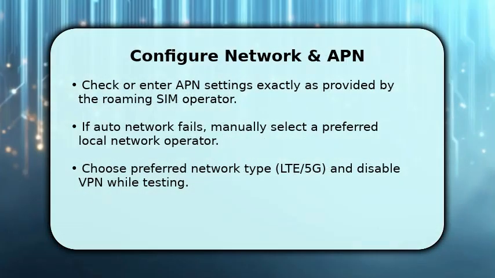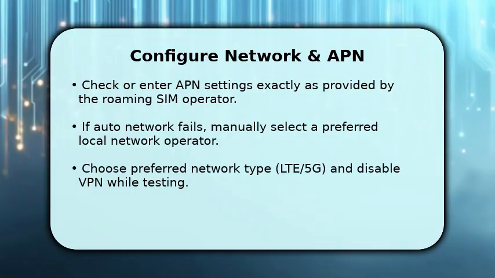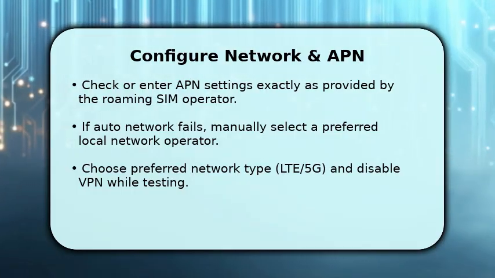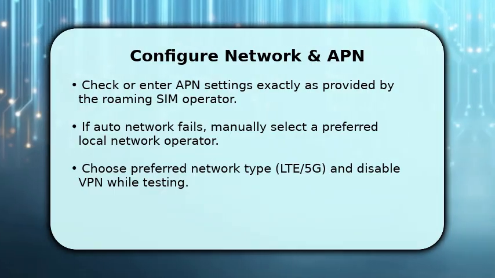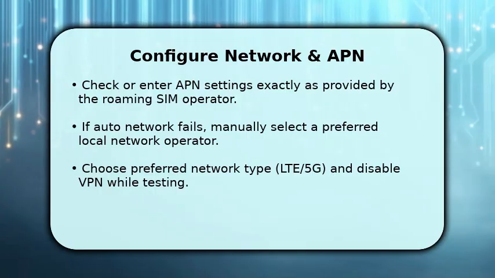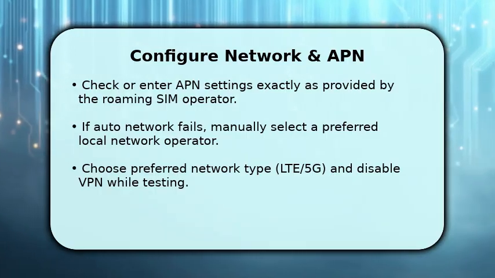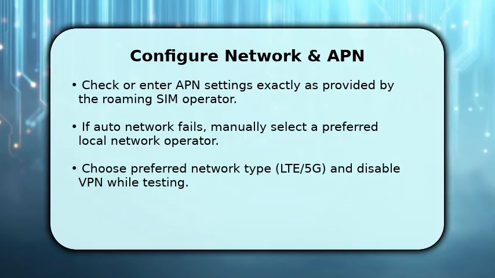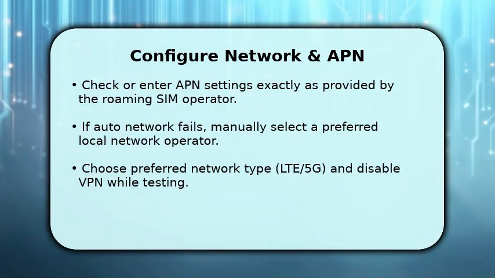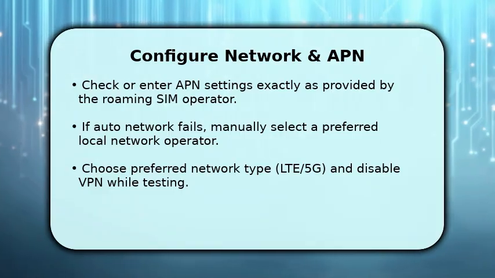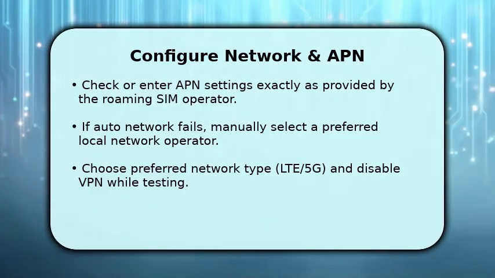Once done with insertion and roaming enabled, focus on APN and network selection because many failures hide there. Enter the operator's APN precisely. Mismatches block data even when you have voice. If automatic network selection stalls, manually pick a listed local operator to force registration. Make sure your preferred network type is set to LTE or 5G to get data.